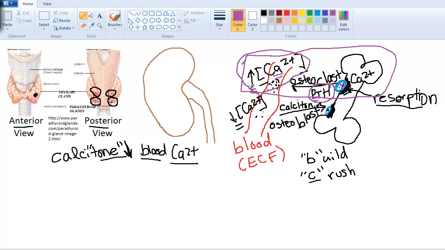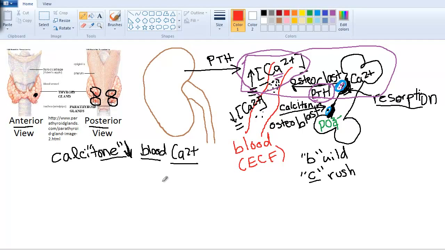So naturally, what we're going to want to do is reabsorb that calcium. So parathyroid hormone is going to help to reabsorb it. So again, we're still increasing the calcium levels in the blood. Now, the next part is a little bit tricky, and I don't know if you need to know it, but I'll explain it. All right, so bone is not just calcium. Bone is also phosphate, PO4 3 minus.